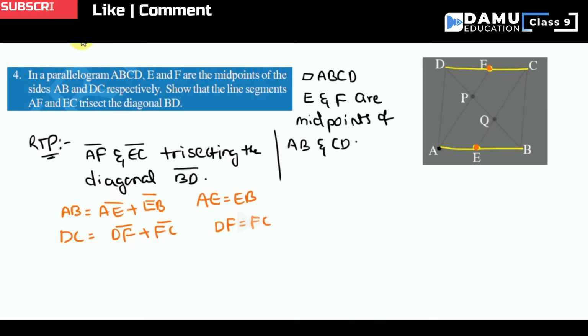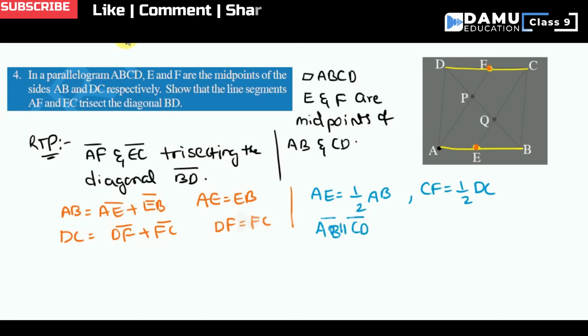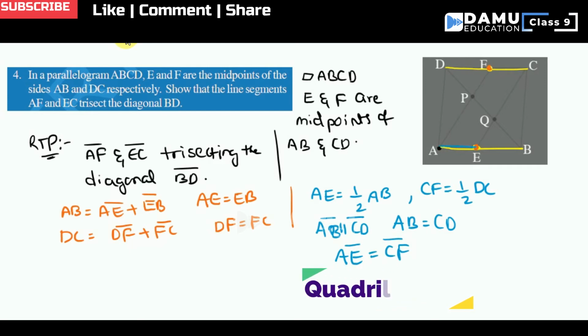Then what can you write here? One more statement. Here AE will be equal to half of AB, and CF will be equal to half of DC. So that is the statement. Then similarly, here AB is parallel to CD and AB is equal to CD. Then you can write AE will be equal to CF. So this line will be equal to this one.